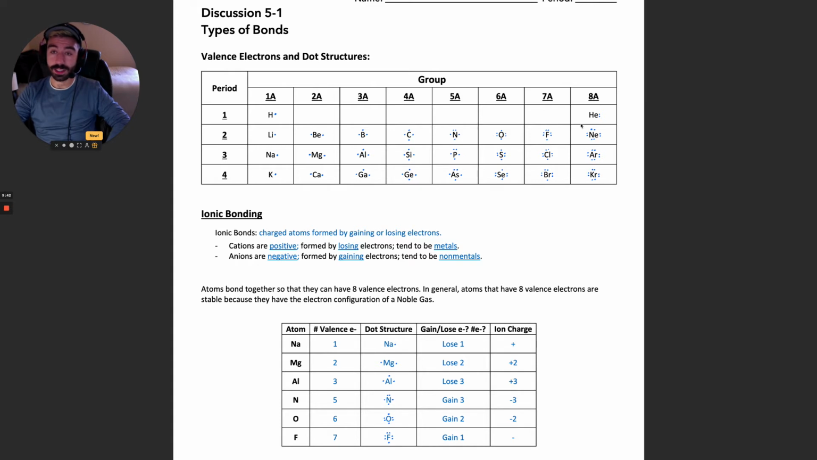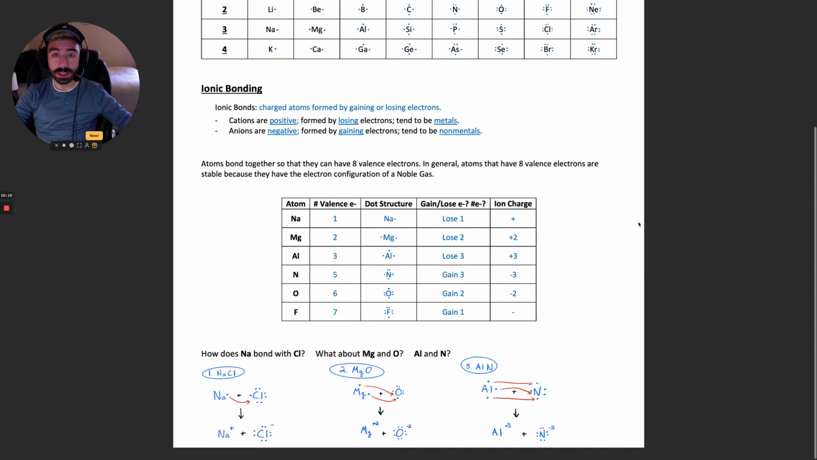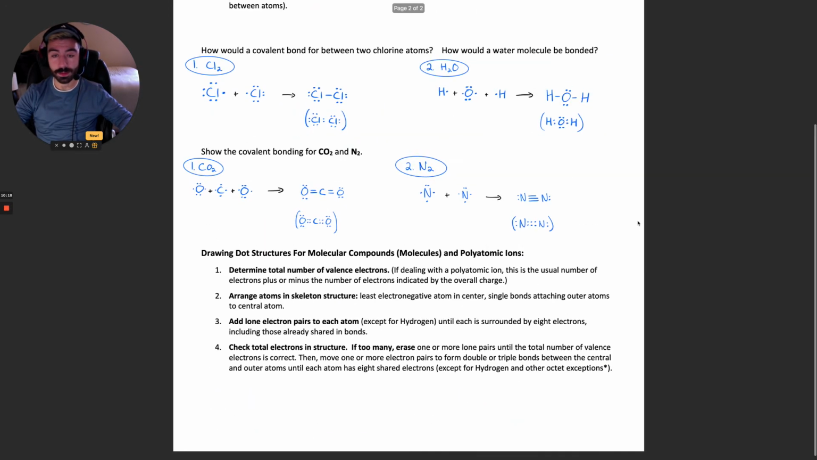Oxygen is going to gain 2 rather than losing 6, and fluorine is going to gain 1 rather than losing 7. And the charges will be as follows. So that's entirely based on how many valence electrons they have. And they're trying to get to 8, either by gaining or losing. Now lithium, for example, is going to lose 1, and rather than having 8, it'll have 2, but that's because that's helium's noble gas configuration, so that's okay. And that's the basics of forming an ion. Oh, sorry, I went a little too far.